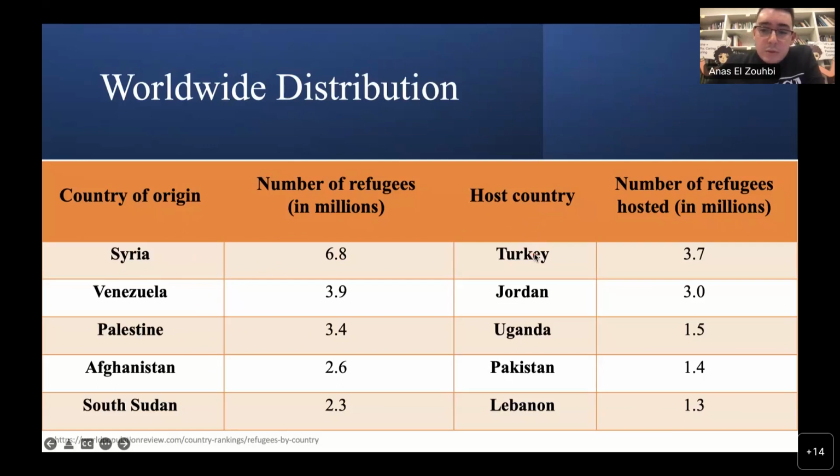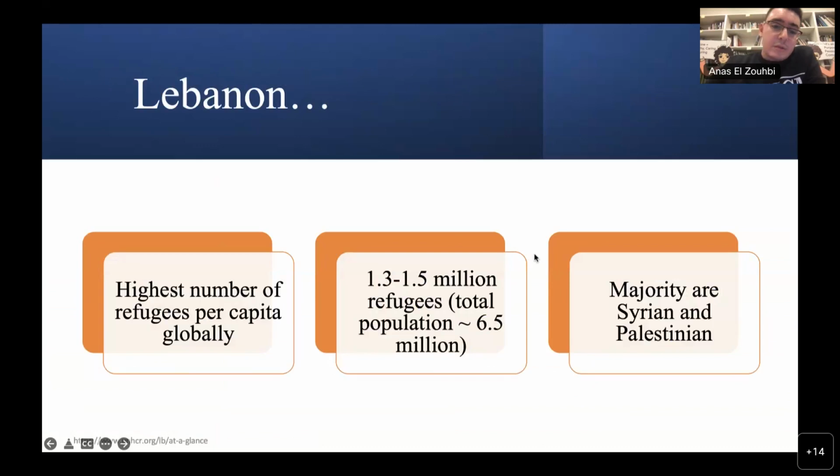Now, I will also discuss Lebanon slightly because Lebanon seems to have the highest number of refugees per capita. So the previous table showed the highest number of refugees in general. However, when it comes to per capita, Lebanon is on top of that list. We currently have around 1.3 to 1.5 million refugees for a total population of 6.5 million in Lebanon. And the majority of refugees in Lebanon are currently either Syrian or Palestinian.